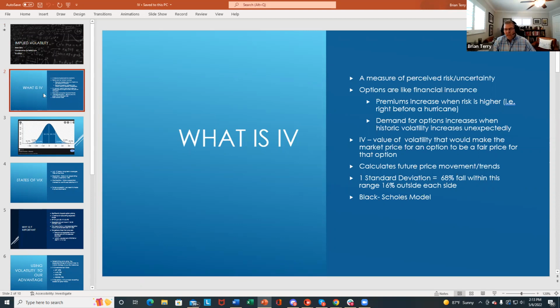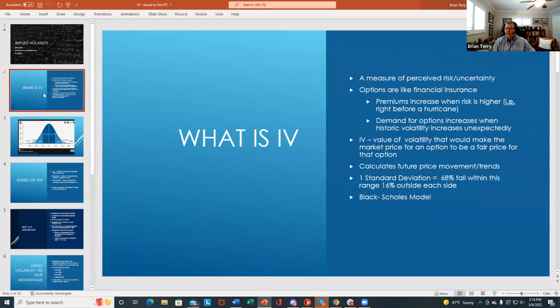So first question is, what is IV? It's a measure of perceived risk or uncertainty. As you see implied volatility go up, what you'll see is there's nervousness, there's skepticism, there's worry or uncertainty in the market. So the VIX is the volatility index of the S&P 500. Most people look at that and say, what's the volatility in the market? But that's just one measure of volatility.